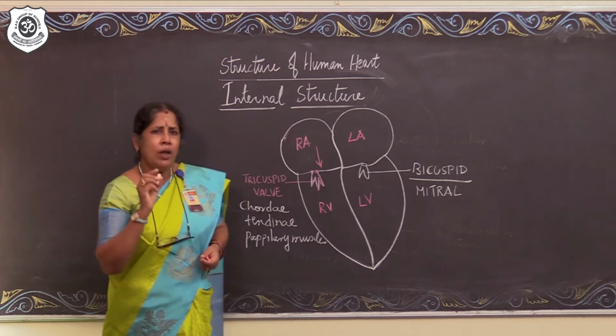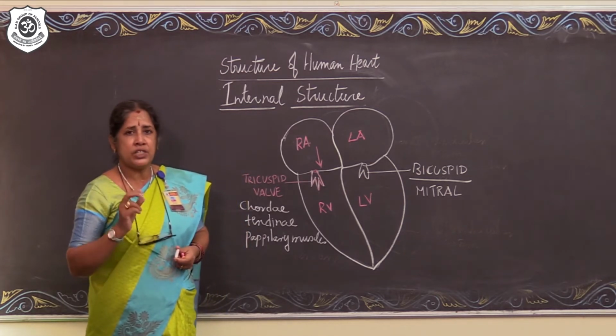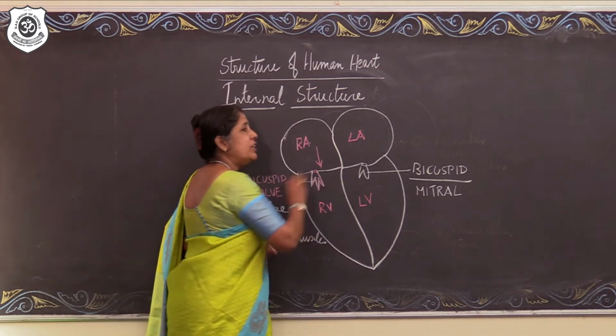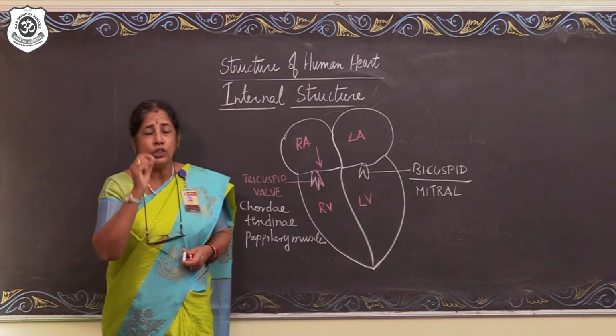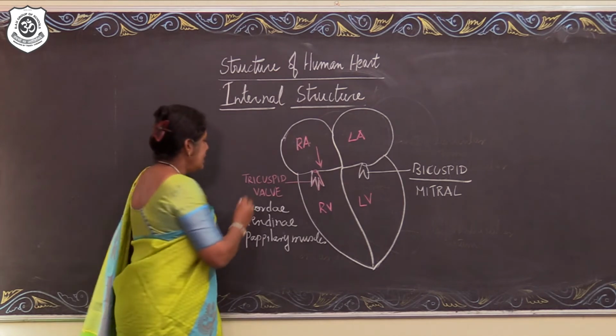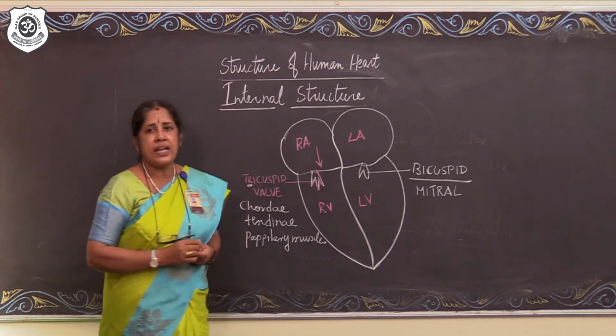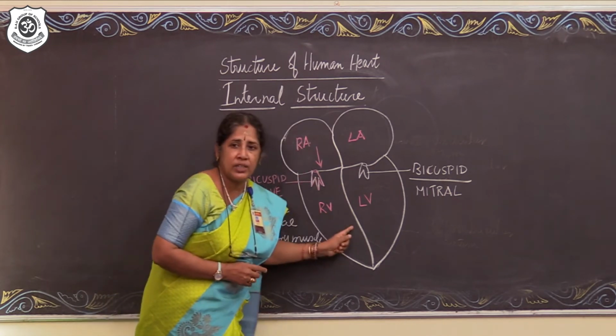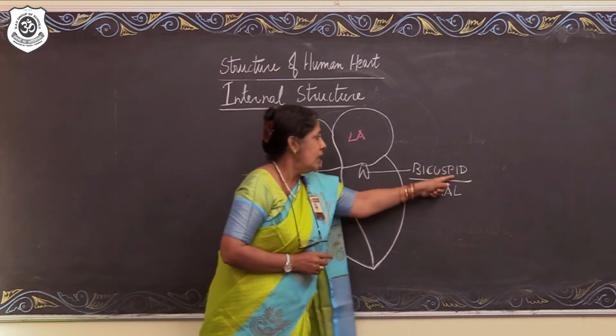Now, one small tip for you to remember. Children generally get confused as to the location of the tricuspid and bicuspid. So how do I remember it? There is an R that comes up in the tricuspid. So the tricuspid is present in the right side of the heart. There is an R in that.